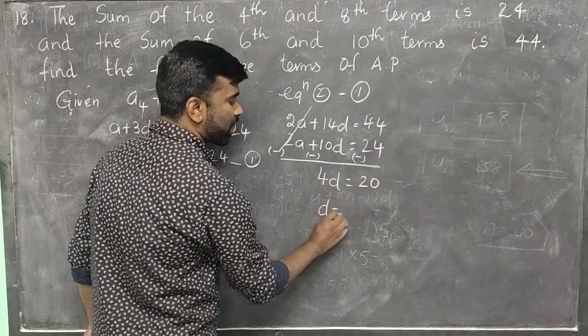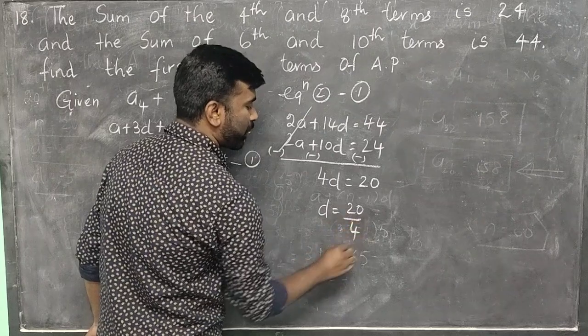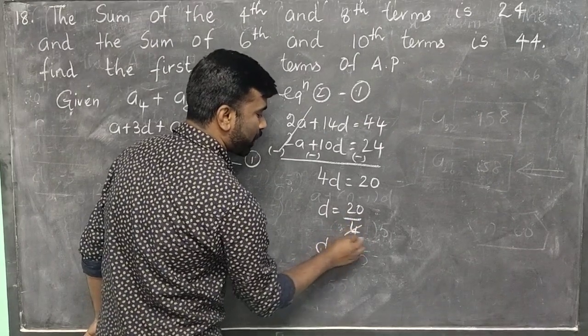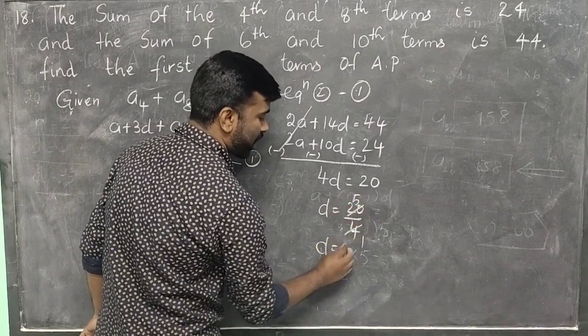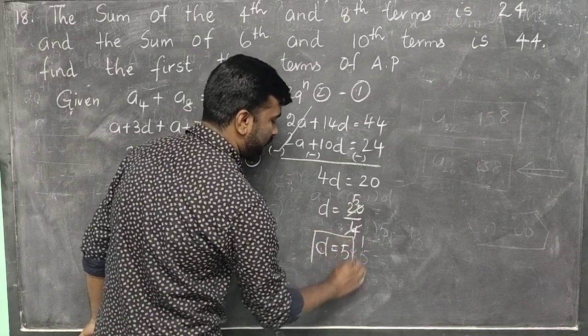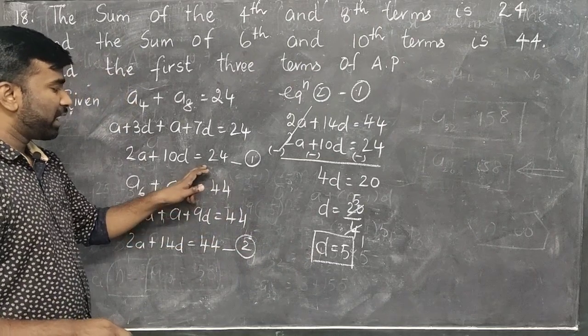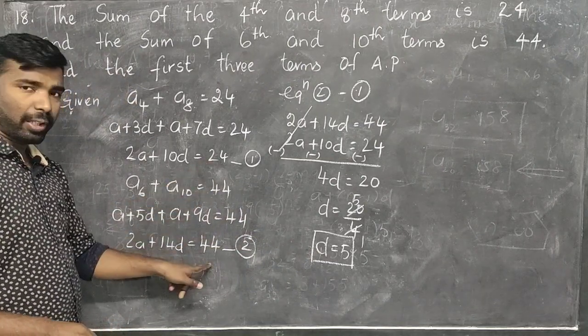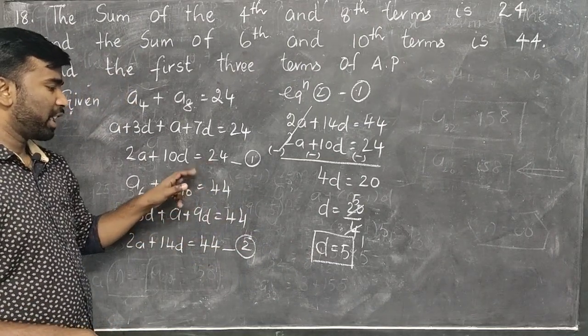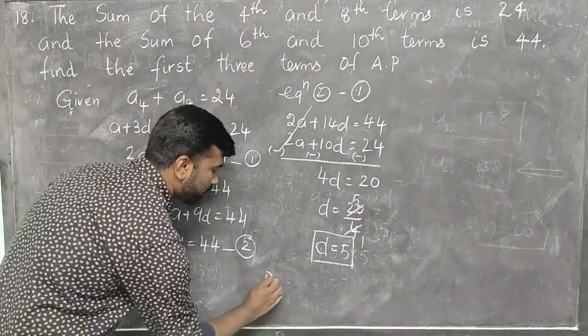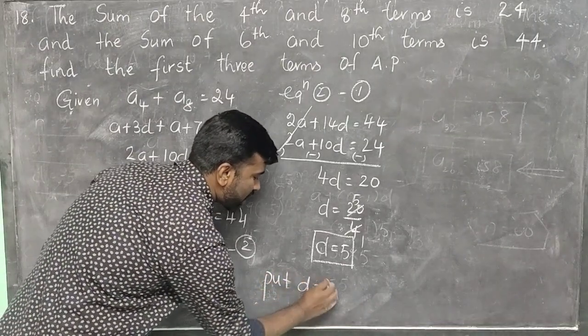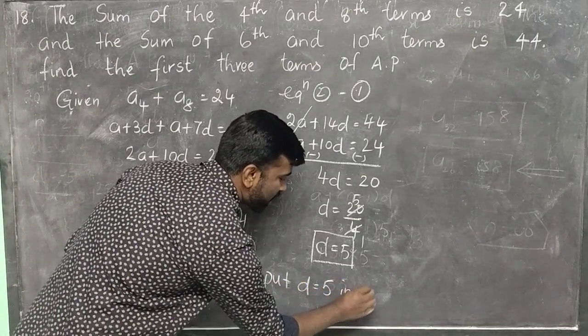Now D equals 20 divided by 4. 4 ones are 4, 5 4s are 20. We got D equals 5. Now substitute the value of D in either equation 1 or equation 2. I'll substitute in equation 1. Put D equals 5 in equation 1.